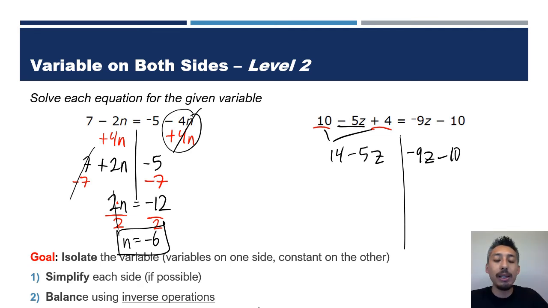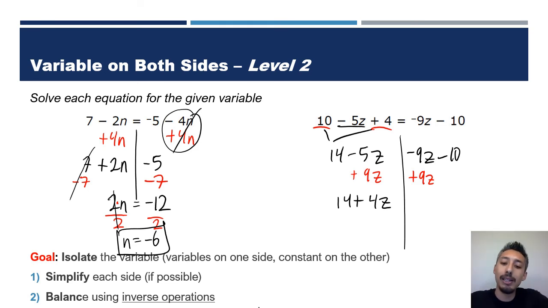Next, we have to make a choice. We have variables on both sides, and we don't want that. We are going to get rid of the smaller of the two variables, negative 5z and negative 9z. The smaller one is negative 9z because it's more negative. To get rid of that, because it is a negative 9z, we are going to add 9z. Whatever we do to one side, we do the same thing to the other side. That's going to give us 14 plus 4z, since negative 5 plus 9 is a positive 4. And on the right side, negative 9z plus 9z is going to cancel out, so all we have is a negative 10.